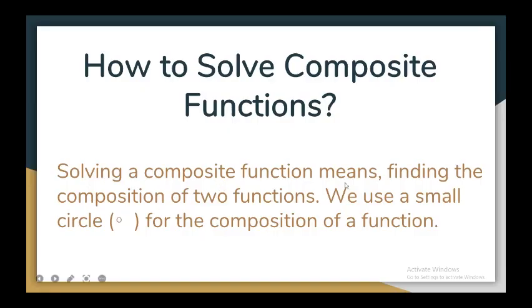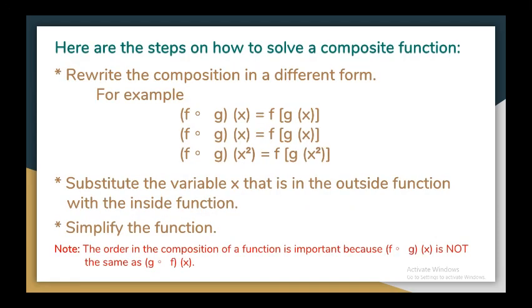Solving a composite function means finding the composition of two functions. Okay, so we use a small circle like this one for the composition of a function. Okay, so we have here the steps on how to solve a composite function. Number one, or the first step is you are going to rewrite the composition in a different form. So for example, you are given f composed with g of x. So that is equivalent to, you can write as f of g of x, just like this one.